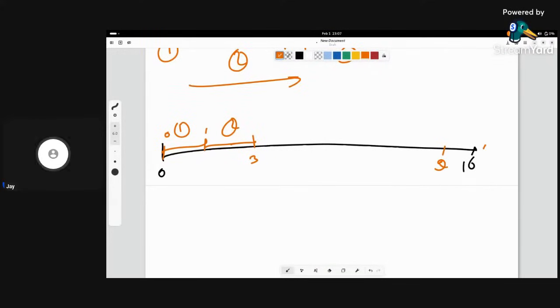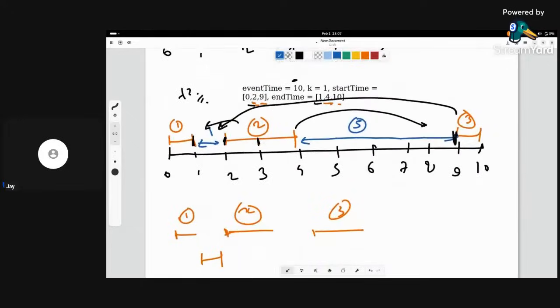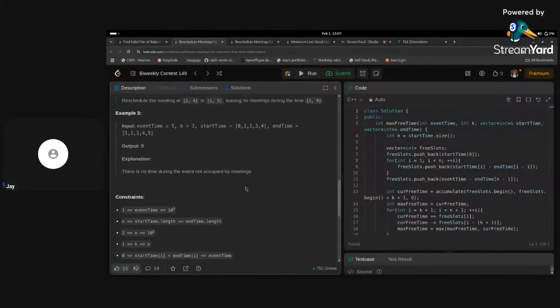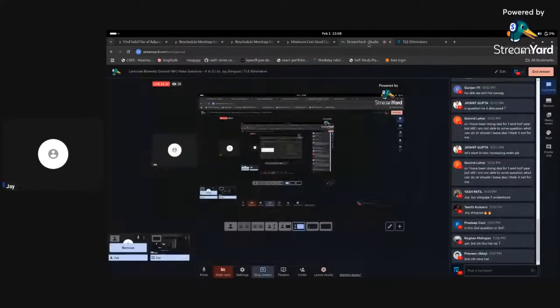And since k equals 1, we can only shift exactly one meeting. If k was 2, then you could do better, but k is exactly 1 over here. So you shift one meeting. And between 3 to 9, you get, sorry, not 5, but 6 as your free slot size. 9 minus 3 is equal to 6. So you get a free slot of size 6. So the maximum continuous free slot size is 6, and your answer would become 6. Right?